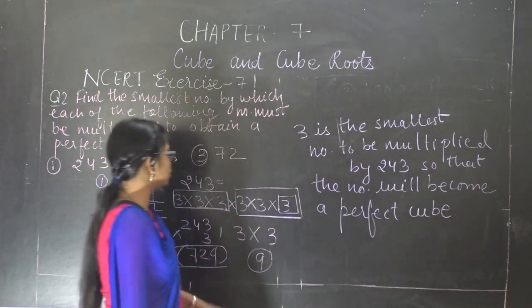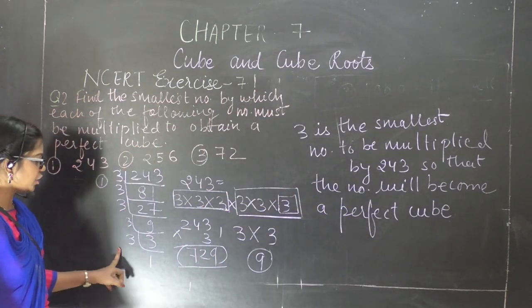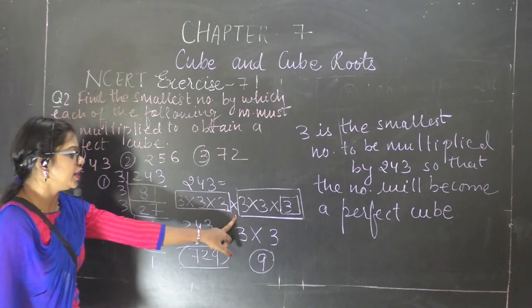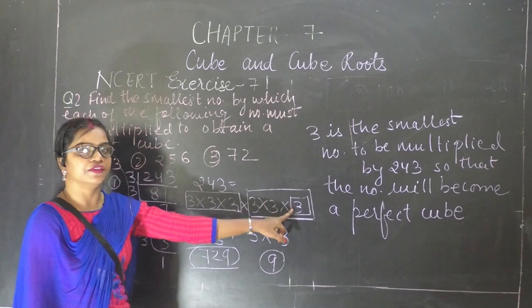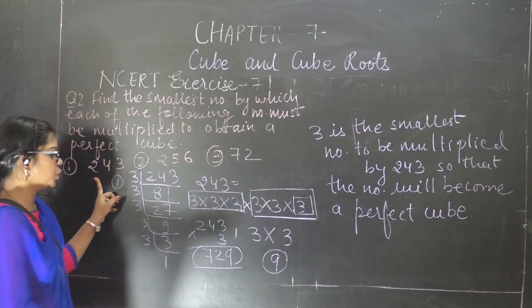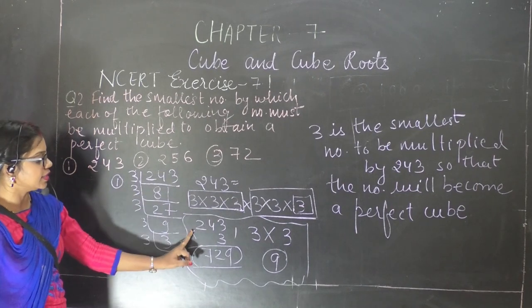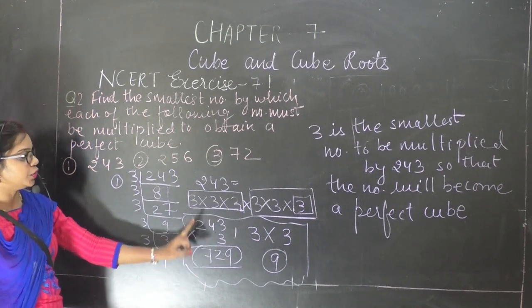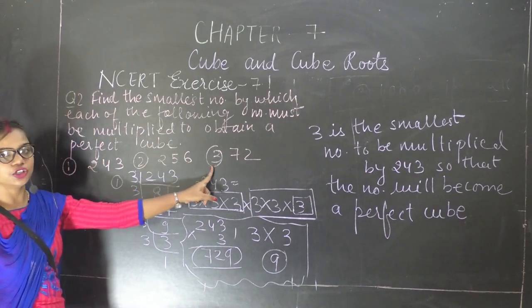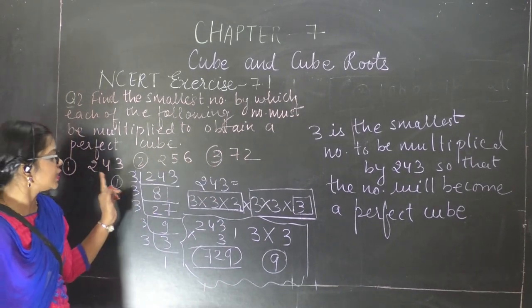This way you have to solve. First you need to prime factorize the number. After that, write down the factors, make pairs and find out the number which will be multiplied to the number, so it will become a perfect cube. By multiplying this number, it becomes a perfect cube. I have explained it here. And in the second and the third question, you will do the same thing. So let's check the second one.